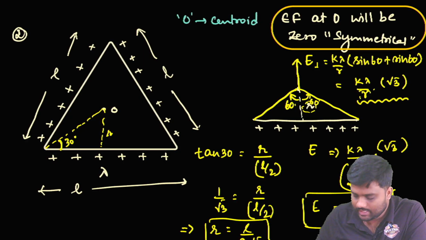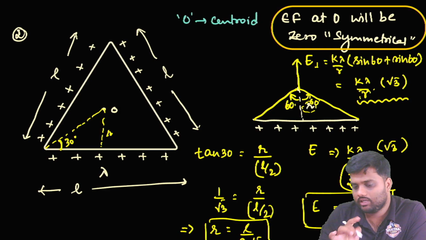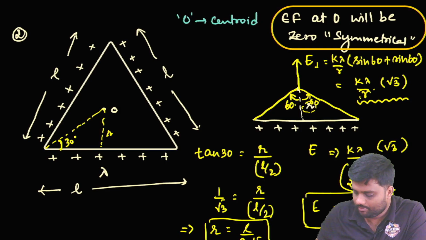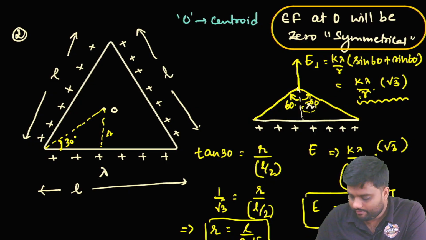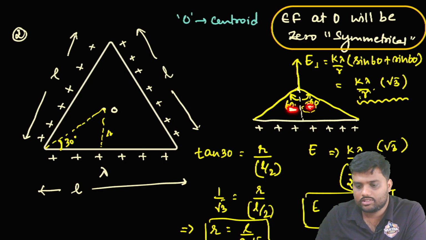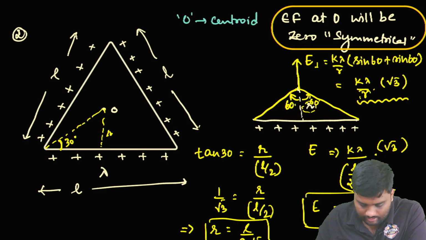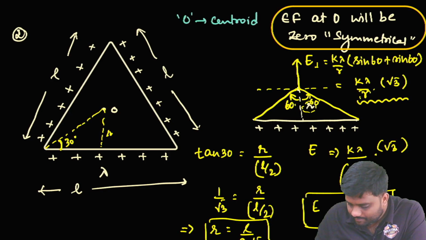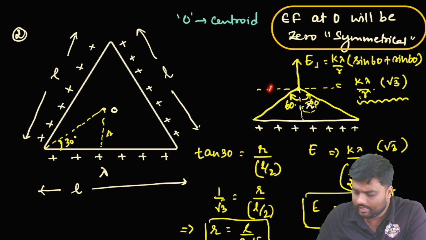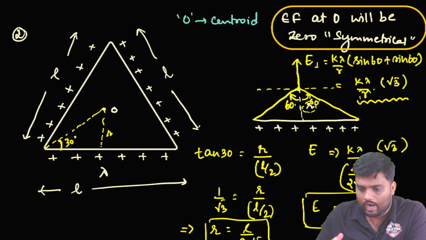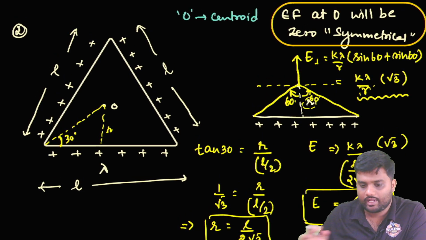How have we established this? From this point we draw a line to one of the ends, and we get to know the angle. From the other end also we draw one line and see the angle between them. Both the angles are going to be 60-60, which means you get something symmetrical here. Once you get symmetry, the parallel components cancel out. In the perpendicular direction I got K lambda by r into root 3. I don't know the value of this r, so I got to know r with the help of that triangle.